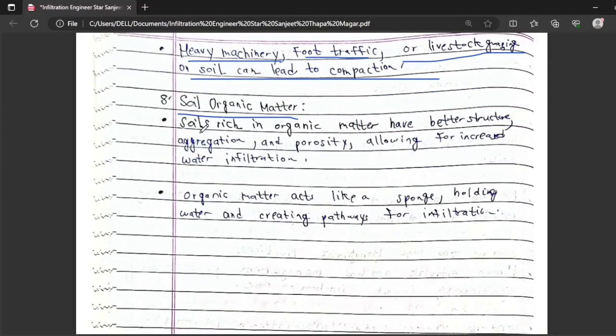Next is, this is the final factor. This is soil organic matter. Soils rich in organic matter have better structural aggregation and porosity, allowing for increased water infiltration. That means if there is more organic matter present in soil, that is if the soil is agricultural soil, then infiltration will be more. Organic matter acts like a sponge. Sponges have large voids which hold water and create a pathway for infiltration.